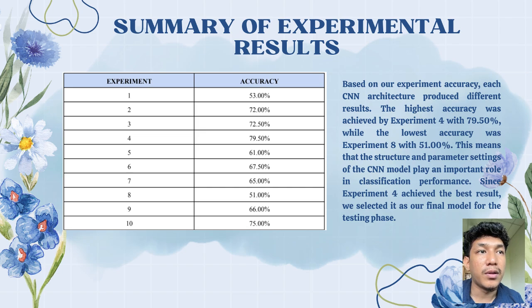Experiment 4 gave the best result because it used 5 convolutional layers, a 3x3 filter size and a dropout layer. So we selected experiment 4 as our final model. Use it for the testing phase.